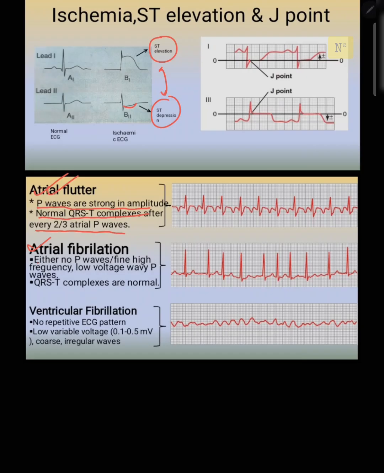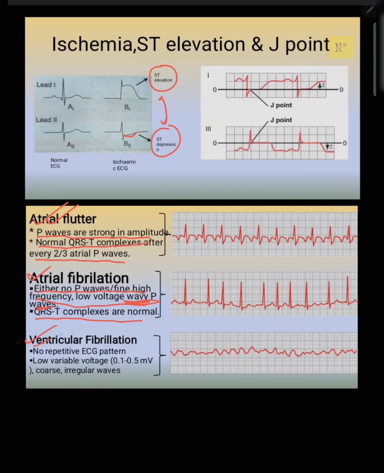Atrial fibrillation, in which there are either no P waves or fine, high frequency, low voltage wavy P waves. So the main takeaway point is wavy P waves will be there, and QRS and T complexes are normal. Whereas in atrial fibrillation there will be no repetitive ECG pattern, low variable voltage of 0.1 to 0.5 millivolt, and it will have coarse and irregular waves. Now this is a typical pattern of a ventricular fibrillation, in which the atrial waves are even absent, the P waves are absent, and you will get the complexes in the form of a sawtooth.